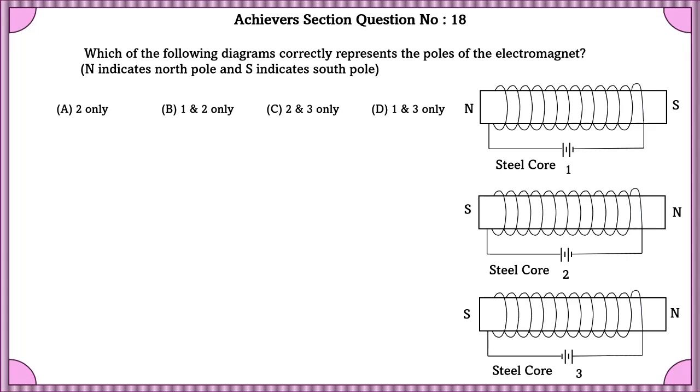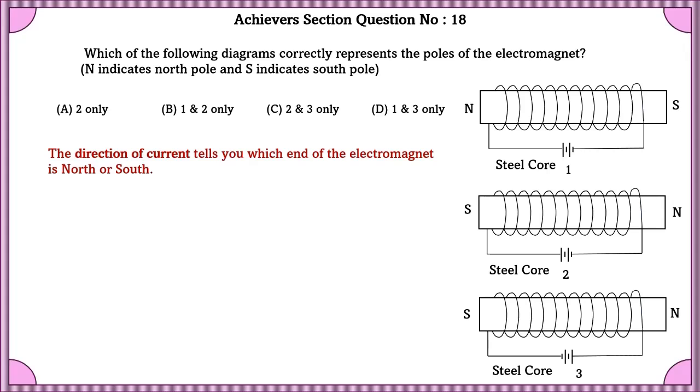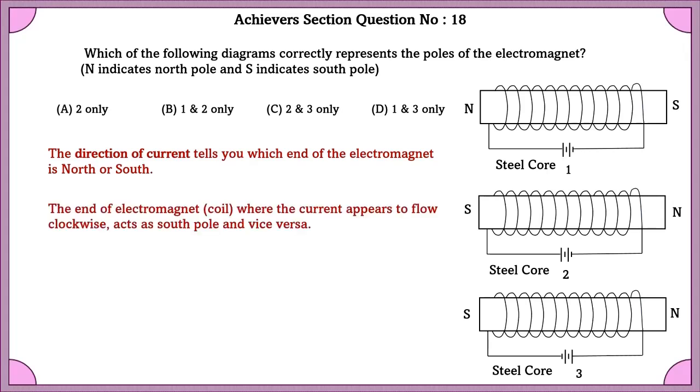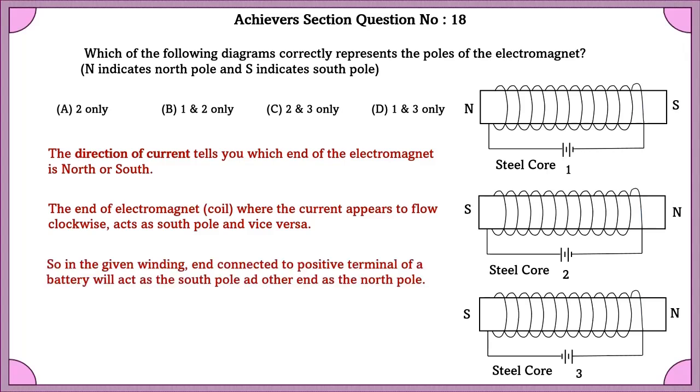Which of the following diagrams correctly represents the pole of the electromagnet? The direction of the current tells you which end of the electromagnet is north or south. The end of the electromagnet coil, where the current appears to flow clockwise, acts as a south pole and vice versa. Given winding, the end connected to the positive terminal of a battery will act as the south pole and the other end as the north pole. Hence, only diagram 2 is correct.